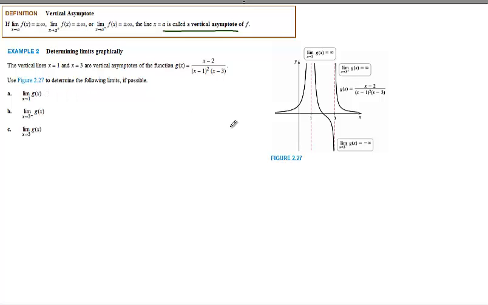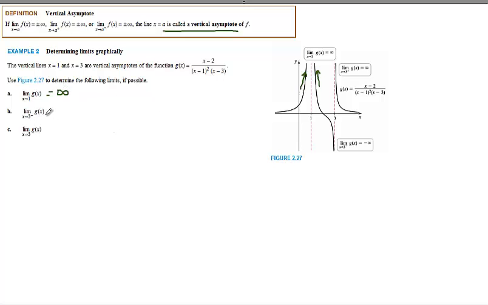So part A is look at x going to 1. I look at it from the left and the right. So here it is from the right. Here it is from the left. They're both shooting up to infinity. I'm good to go there.